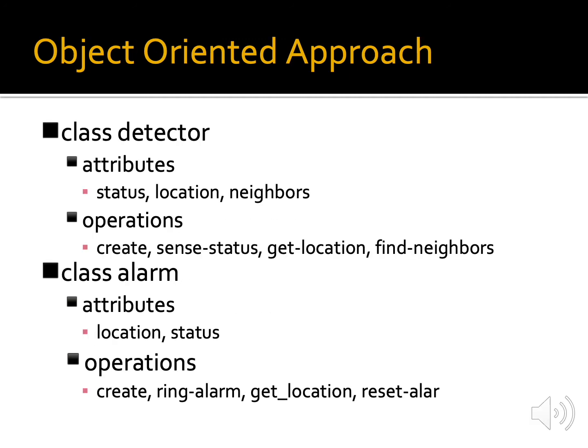Next, this is the object-oriented approach. In this, you can see that your relevant data and your relevant functions are encapsulated inside the classes. So we have identified the two main classes. One is the detector and the other is the alarm. The attributes carrying the detector information are status, location, and neighbors, and the relevant procedures and methods are inside these operations. The next is the alarm class and its corresponding attributes and functions. So data is linked inside the class entity, the class structure.